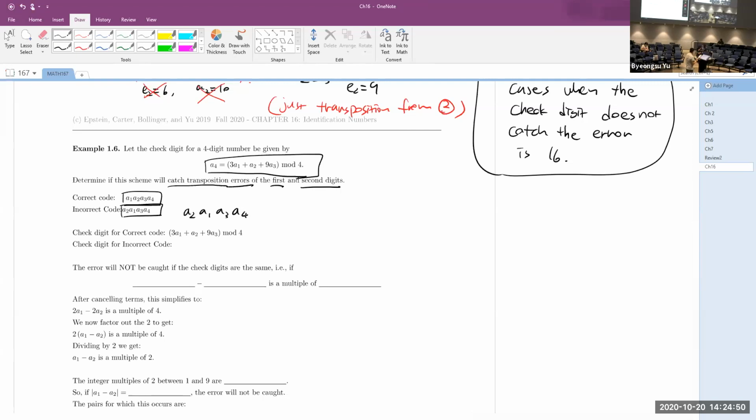So the user just put A2 in the first position and A1 in the second position. This happens when you type very fast on the keyboard. The check digit of the correct code is given by this formula. And the check digit for the incorrect code is that, since you've put A2 in the A1 position, the first one, A1, should be changed to A2, and the second one, A2, should be changed to A1, and all the others are the same, right? Does it make sense? Do you have any question?